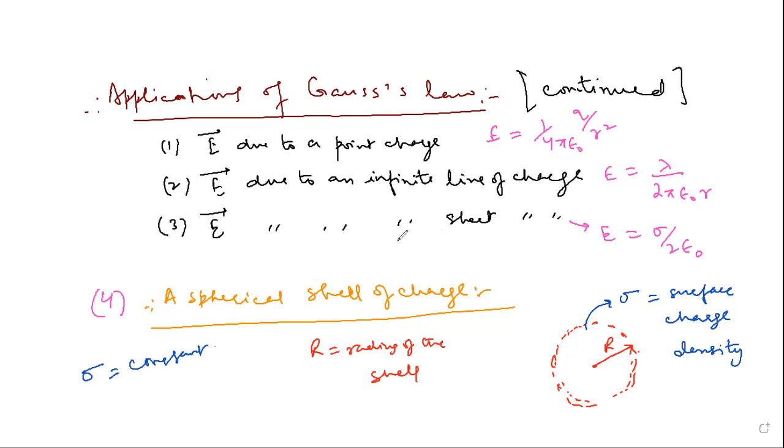I have a spherical shell of charge. It has certain charge density. It has some total charge. So let Q be total charge. Q is total charge of the spherical shell. Sigma is surface charge density, and we assume that surface charge density is constant throughout. R is radius, right?